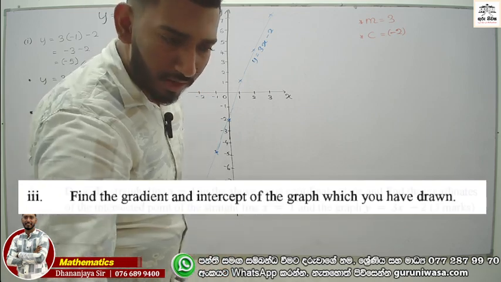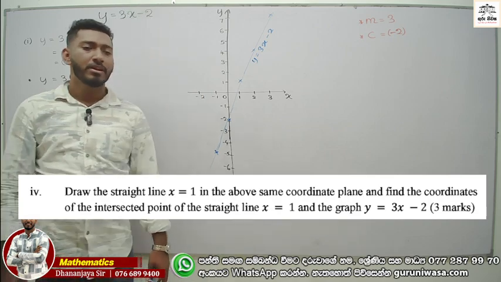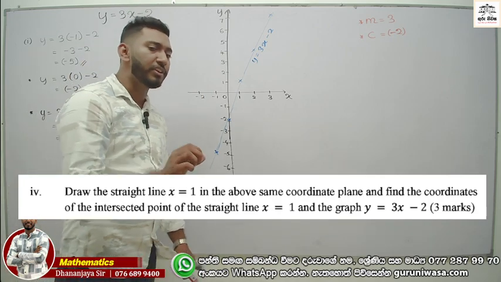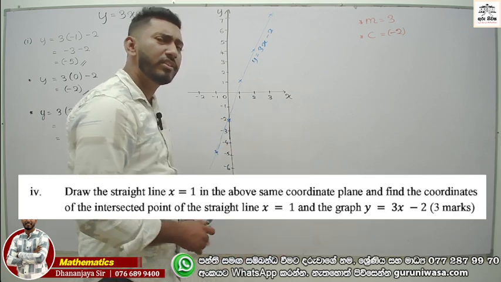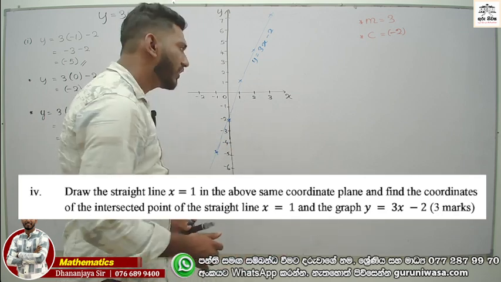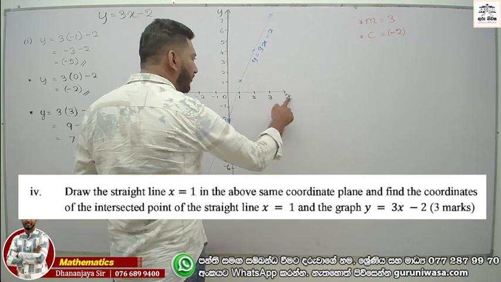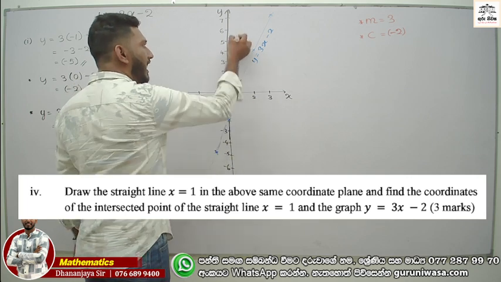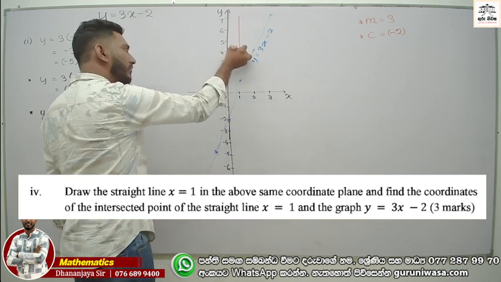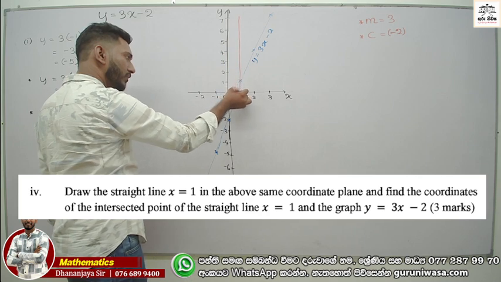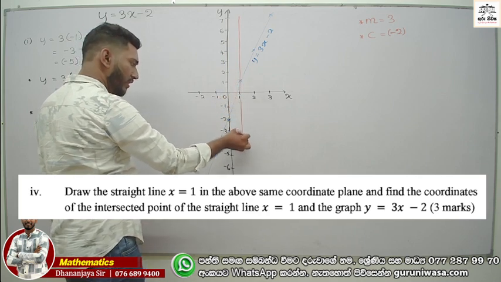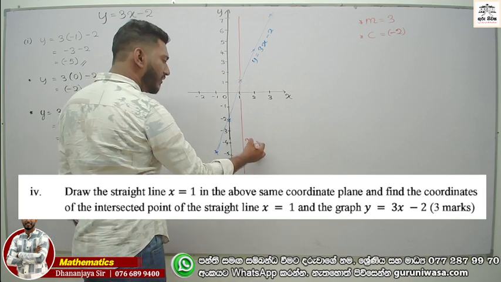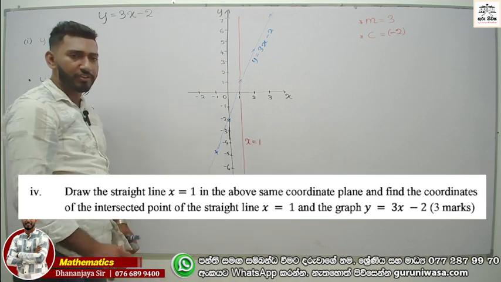Right. Now, next question. Now draw the straight line x equals 1. How to draw the x equals 1 straight line? Look at the x coordinates, and x equals 1 is here. Therefore, you can draw the line through the 1. And this is the line x equals 1.